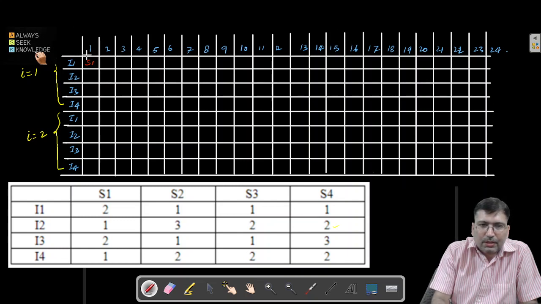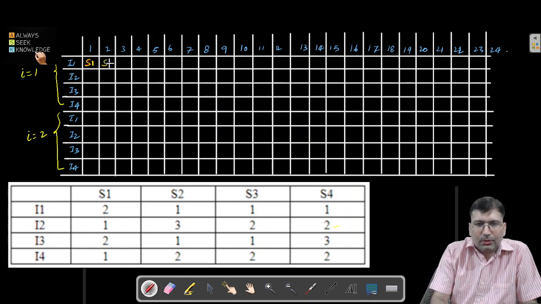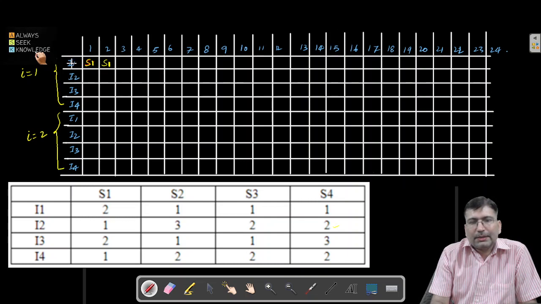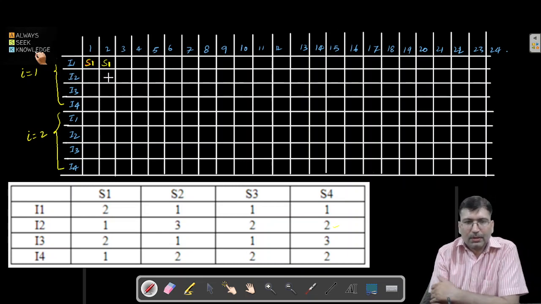So initially we shift I1 to stage 1, and I1 in stage 1 will be there for 2 machine cycles. So it will be in cycle 1 and cycle 2. I1 will be in stage 1 only. Until I1 moves to stage 2, I2 cannot be pushed to stage 1 in the pipeline.